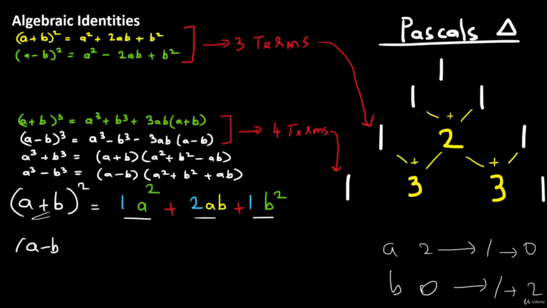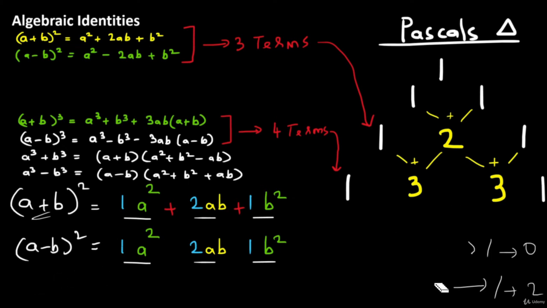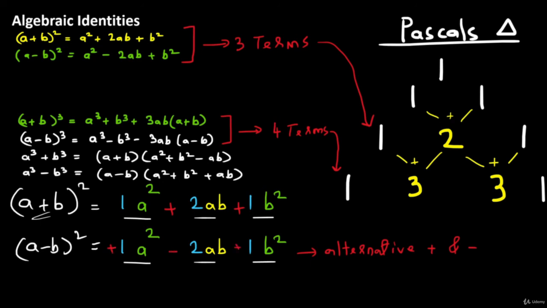Now let's do a minus b the whole square. The terms are the same. The only difference is that when I have a minus over here, I need to alternate between plus and minus. So I start with a plus. So I have a plus over here and a minus over here and a plus over here. So this is the expansion of a minus b the whole square, which is a square minus 2ab plus b square, which is what we have over here.